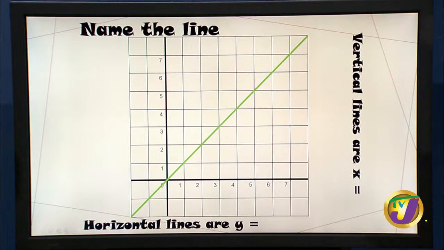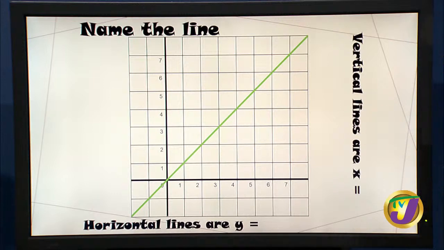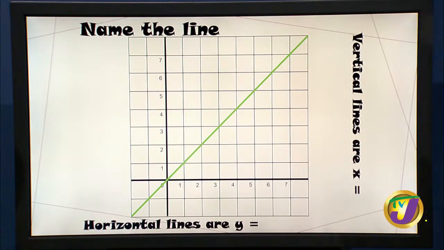Yes. Ooh, this one is special now, guys. So guess that line. What are we seeing here? I'm seeing a diagonal line. Is there anything about where it cuts? Where does it cut the axis? I'm seeing where it dissects the origin.